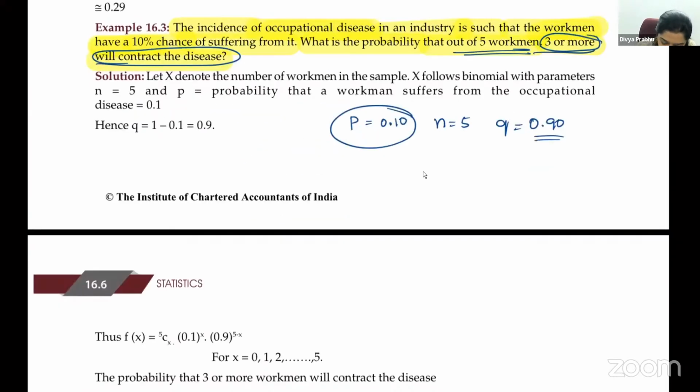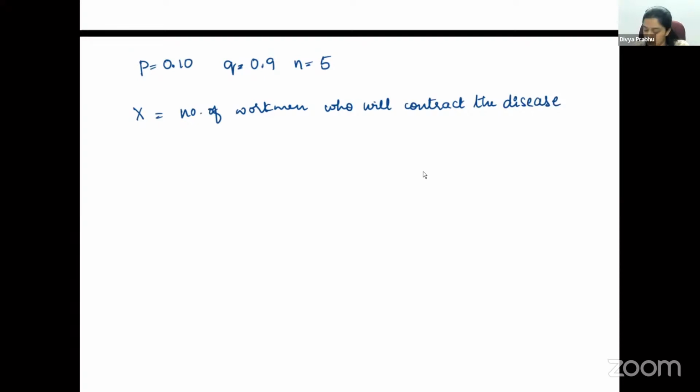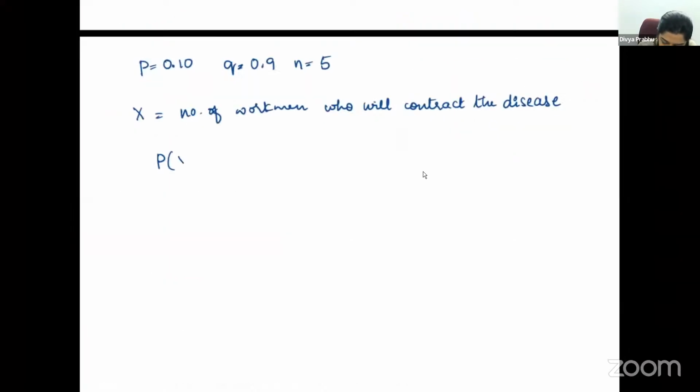Correct? So let's solve. They're asking you 3 or more will contract the disease, which means what is asked in the question? 3 or more will contract the disease. X is equal to number of workmen who will contract the disease. Correct? So what is asked? 3 or more will contract the disease. They are asking you X is greater than or equal to 3. Yes, 3 or more. So greater than or equal to 3.